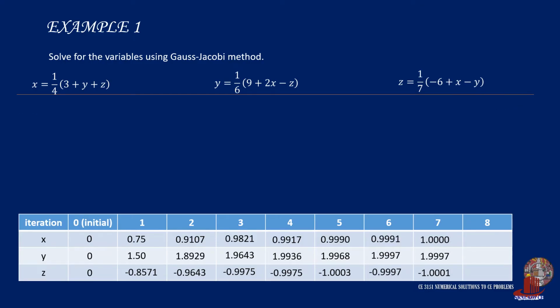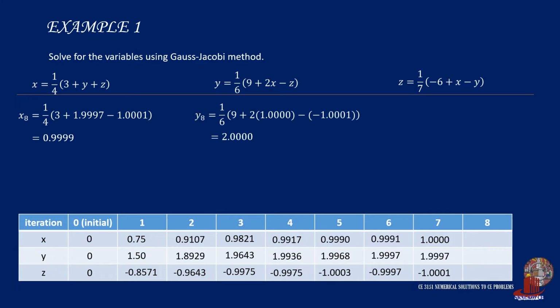Let's have a couple more iterations to verify the values. Proceed to x sub 8, that is 1/4 of 3 plus 1.9997 minus 1.0001, yielding the value of 0.9999. Y sub 8 is 1/6 of 9 plus 2 times 1 minus negative 1.0001, which is 2. Then, z sub 8 is 1/7 of negative 6 plus 1 minus 1.9997, or negative 1.